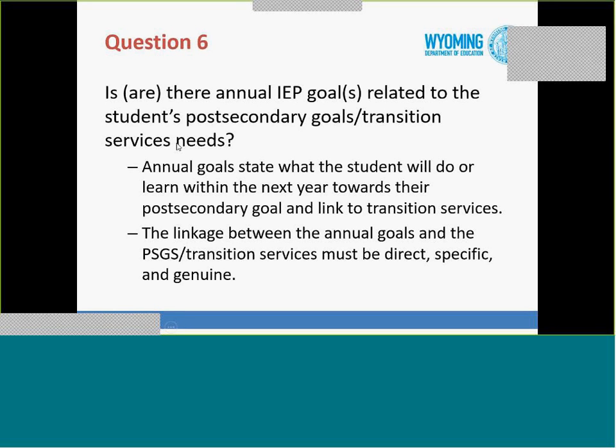Question 6 on the checklist: is there an annual IEP goal related to the student's post-secondary goals and transition service needs? Annual goals state what the student will do or learn within the next year towards their post-secondary goal and link to transition services. The linkage between the annual goals and the post-secondary goals and transition services must be direct, specific, and genuine.